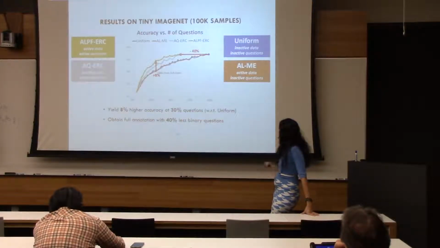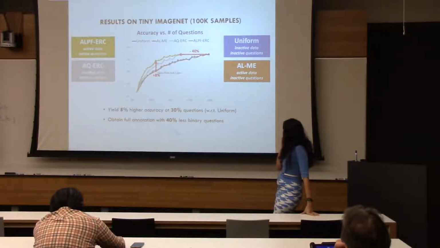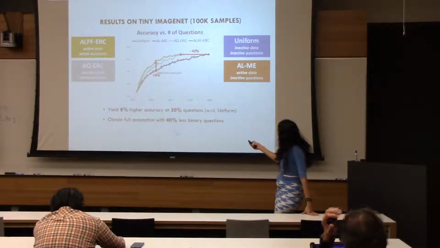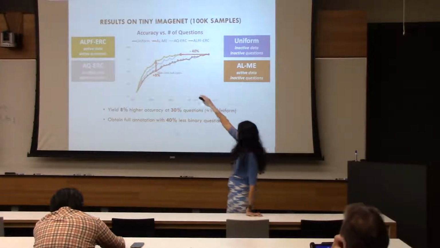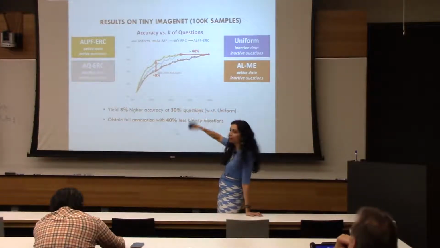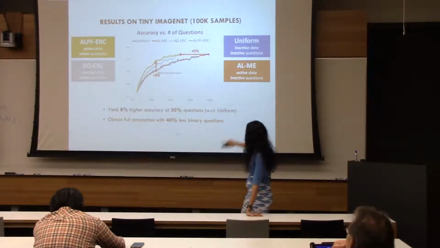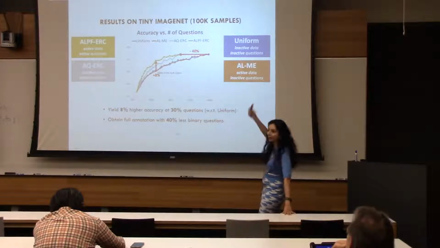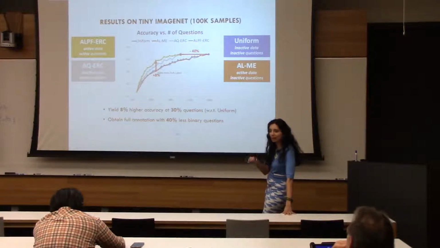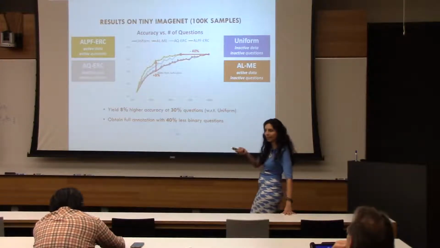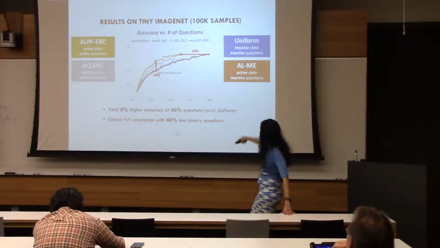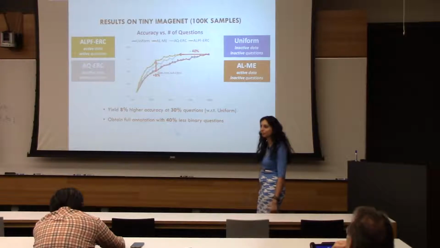So I guess the main takeaway here is really kind of looking at the setting. The one extreme setting is where you're selecting the data actively and also these questions actively, and the other is completely passive, where you're just uniformly sampling your data and uniformly sampling your binary questions. And you can get quite a bit of gain by doing this actively, right?